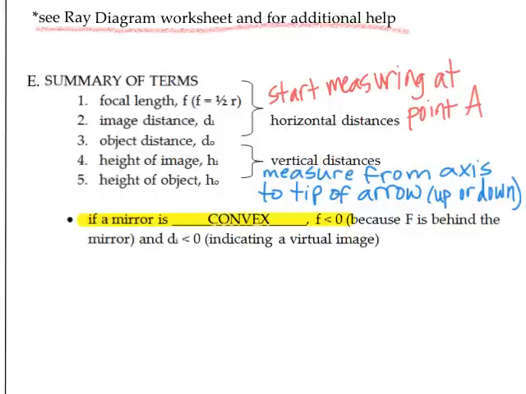And then I also put this little asterisk note for you. We are going to do a ray diagram worksheet with different scenarios, so you are going to get more help for those in class. I just wanted you to be able to get started with them, and then we will work on them together for a lot of other examples. So don't worry, you are going to get some more practice.